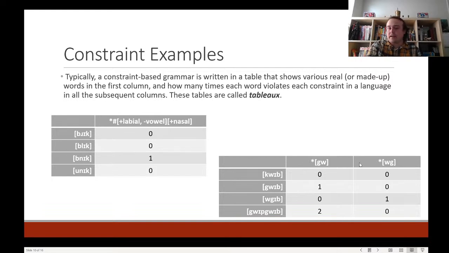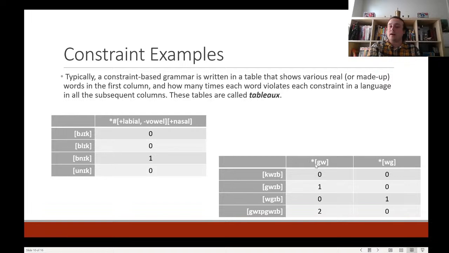Next example over here in the bottom right goes back to that gwa, wug stuff we were talking about. So I've got 2 constraints here, star gwa and star wug. And our word quib doesn't violate either of those constraints, right? This is one of those specific constraints. We aren't using features here. We're just specifically saying the sequence ga wa is bad and the sequence wa ga is bad. So quib doesn't violate either of those.